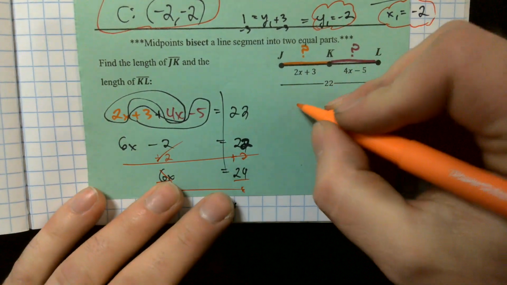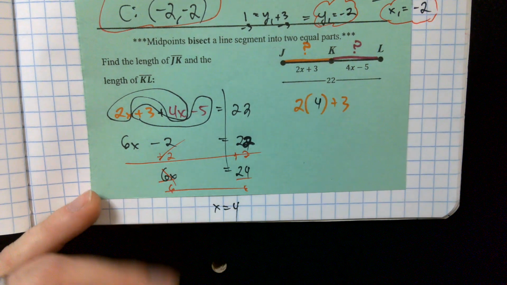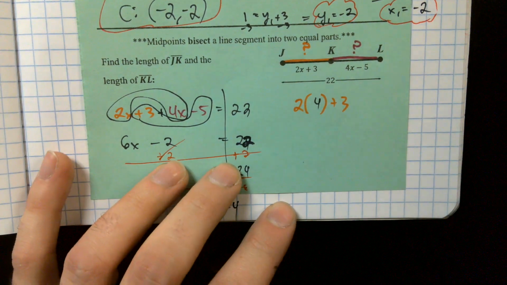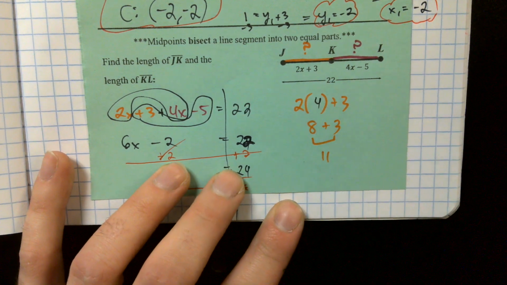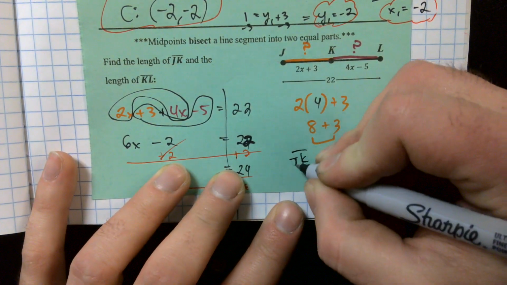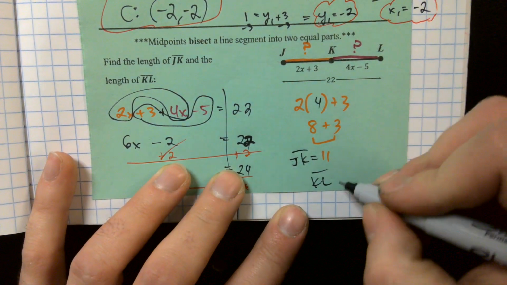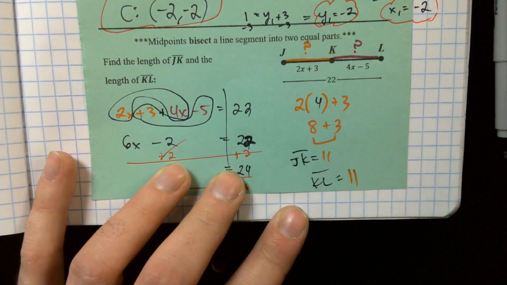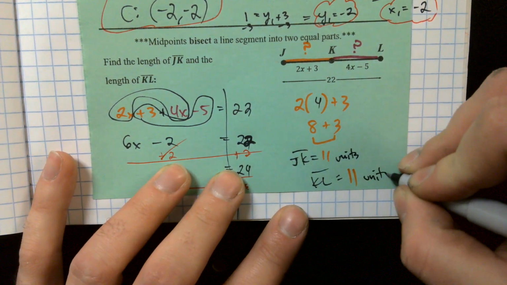Plug in the 4. What's 2 times 4? What's 8 plus 3? Hey, look at that. We were right. So JK is 11, and KL is also 11. Units. Almost forgot.